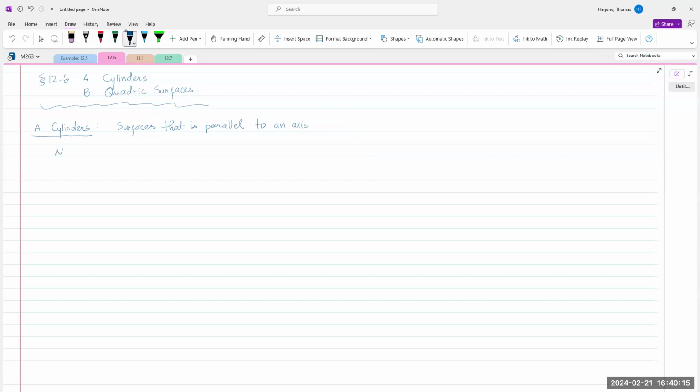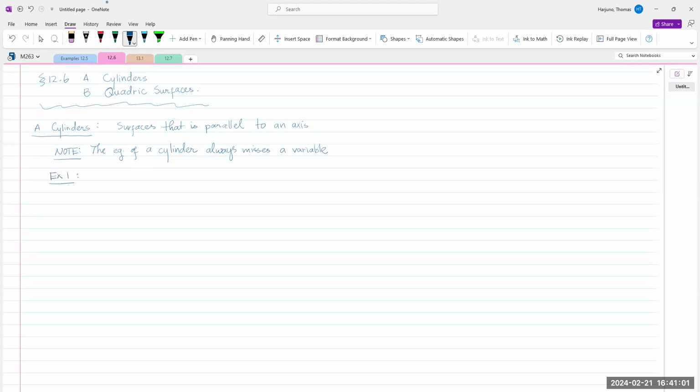Now, note, I believe I mentioned this last time. Note, the equation of a cylinder always misses a variable, maybe more. Now, an example.